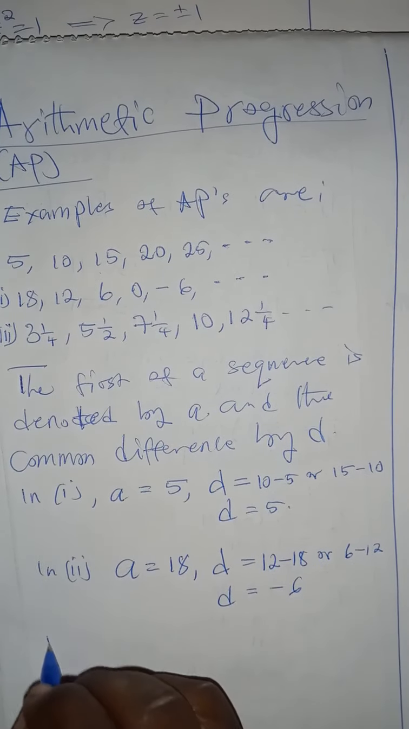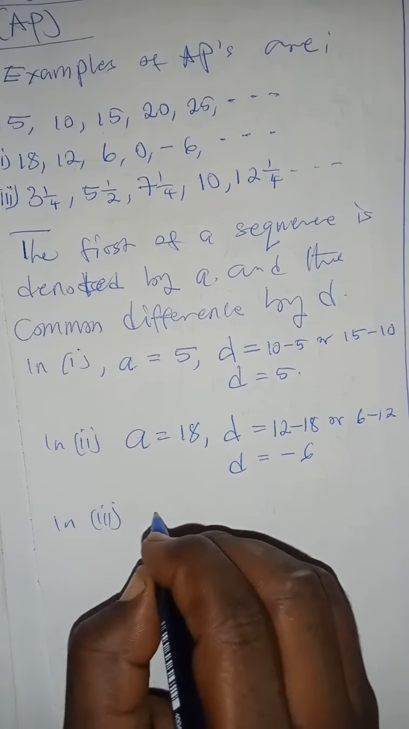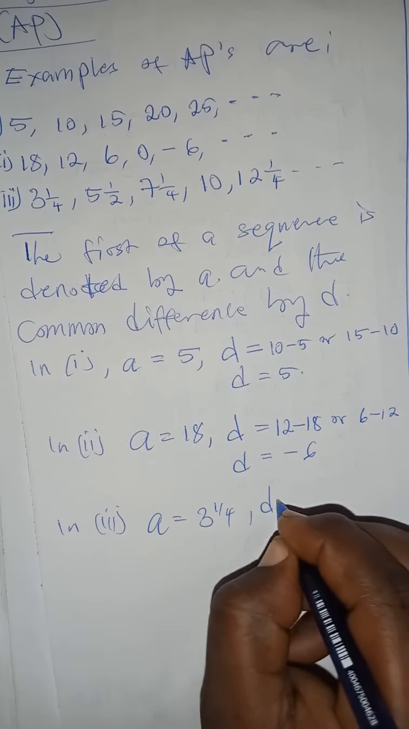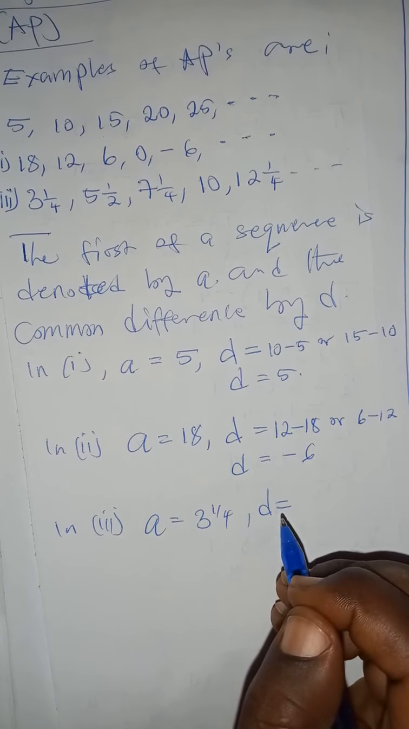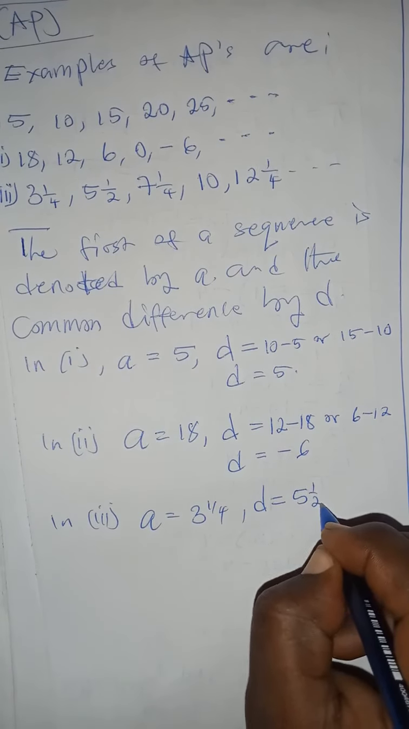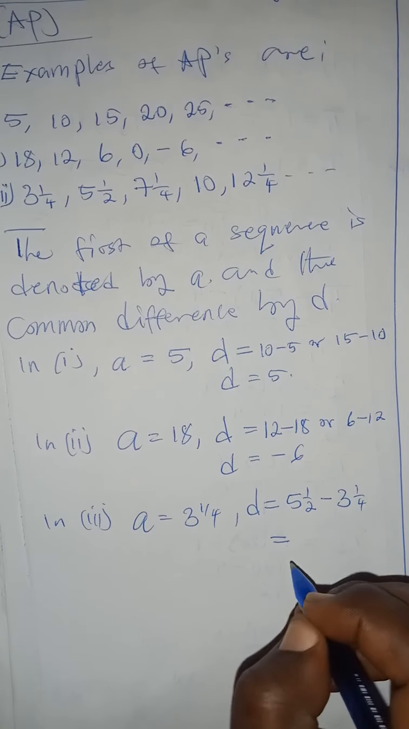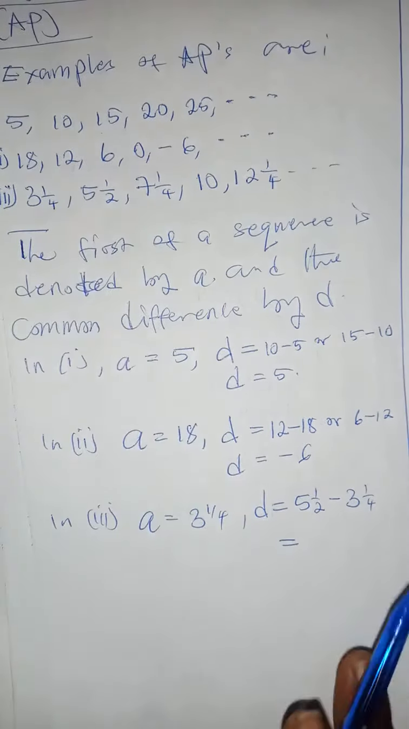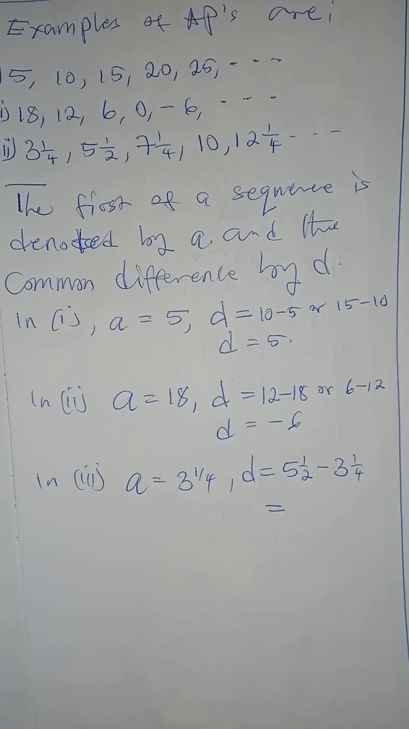See? So, in Roman figure 3 above, the first term A is equal to 3 and 1 over 4. The common difference is going to be any term minus its preceding term. So I'm going to take 5 and 1 over 2 minus 3 and 1 over 4. Or if I like, 7 and 1 over 4 minus 5 and 1 over 2. Anyone will give me the same thing as long as it is an AP. The moment it fails to give you the same thing, it is no longer an AP. Take note of that.